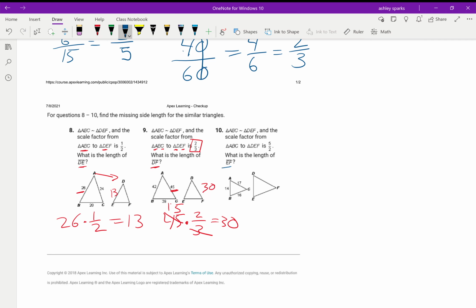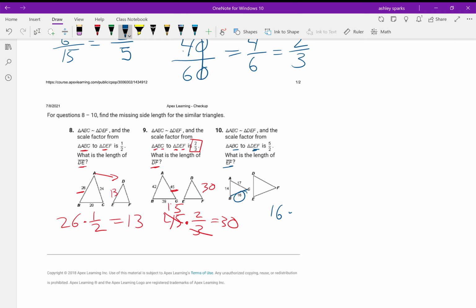Final one, I care about EF. Well, that's in the back. BC is in the back. So let's find BC. B to C. That looks to be 16. This appears like I should be getting a bigger number than 16. I'm going from a smaller triangle to a big one. Something to keep in mind while we do the problem.